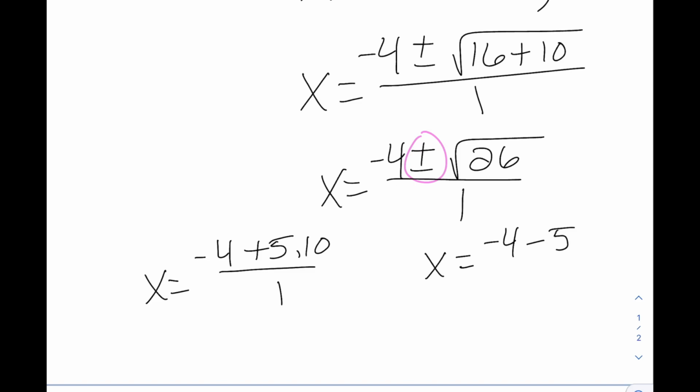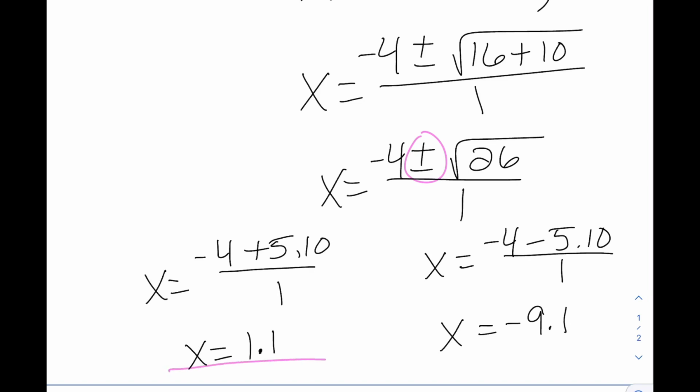Just a moment, let me fix that there. Over 1. Now, if the denominator was not 1, we'd have to do the numerator and then divide. But in this case, we can just do the numerator. 5.10 minus 4 gives me 1.10, but I'm just going to put 1.1, round it to the tenths place. And then negative 4 minus 5.10 is going to give me negative 9.1. Divided by 1 is just 1. So this parabola has two solutions. It will cross the x-axis at 1.1 and negative 9.1.